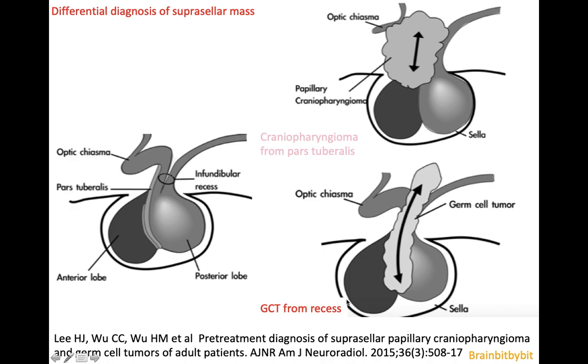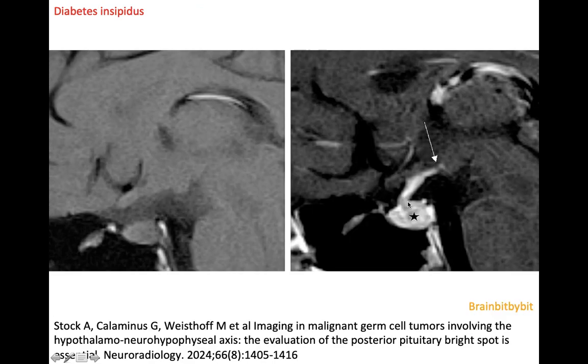As shown in the previous brain bit by bit on craniopharyngiomas, germ cell tumors arise from the recess, and they can interfere with the function of the hypothalamus and the pituitary. So they might present with diabetes insipidus and an absent posterior pituitary bright spot. And on the post-contrast images of this patient with a germ cell tumor, you can see that the enhancement extends too far posterior. This is too dorsal. It shouldn't enhance all the way up to the mammillary bodies. So there was a very small germ cell tumor in this patient that was confirmed during surgery about a year later.